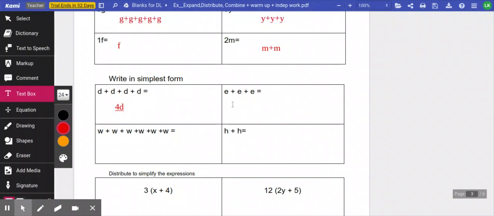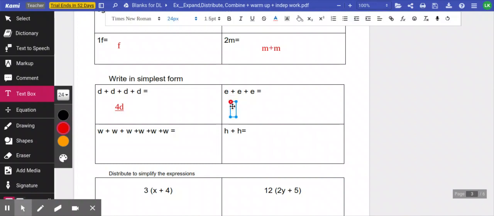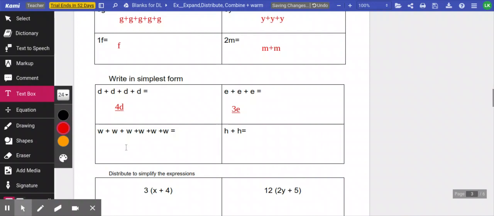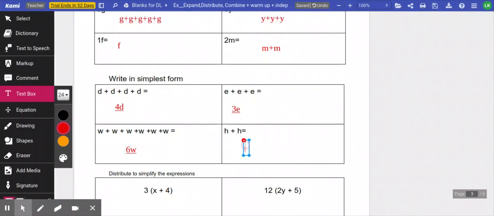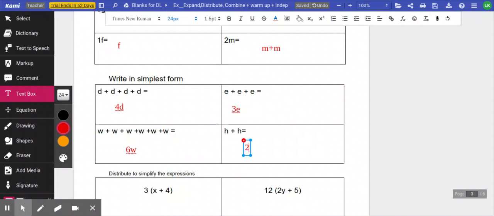All right, so you get to try them out. I have E plus E plus E. 3E. W plus W plus W plus W plus W plus W. That would be 6W. H plus H. 2H.